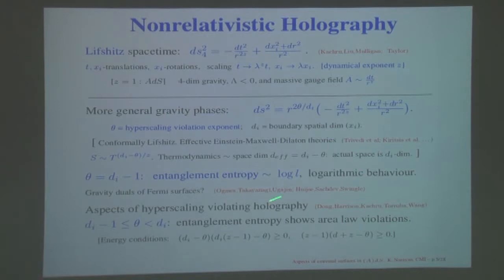If one looks at the entanglement entropy behavior in this family, theta is di minus 1. One finds that the entanglement entropy grows logarithmically with the system size. And in fact, this was one of the motivations for various people, in particular Ogawa, Takayanagi, Ooguri, and Sachdev, Swingle. I'll tell you very soon. But this is just standard Ryu and Takayanagi in this context.